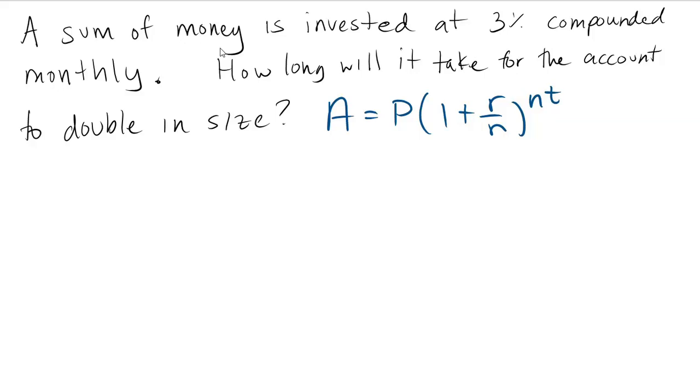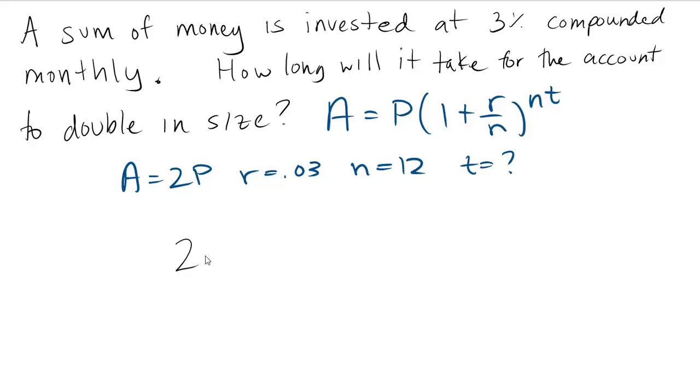Again, we're just told that a sum of money is invested, so we don't know what P is, but we know that the account's going to double in size. So A is equal to 2P, r is 0.03, n is 12 because we're compounding the interest monthly, and t is the question, how long will it take? We expect this answer to be a little bit bigger than the previous answer, although not by much. Plugging these in, we get 2P equals P times 1 plus 0.03 divided by 12 to the 12 times t power.